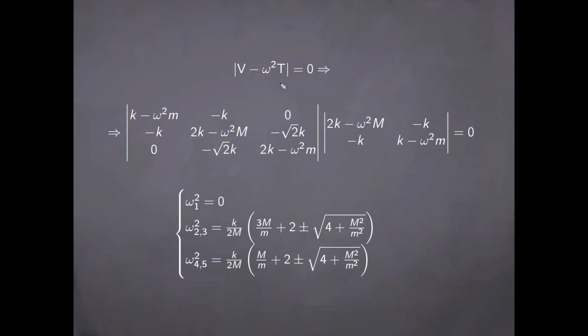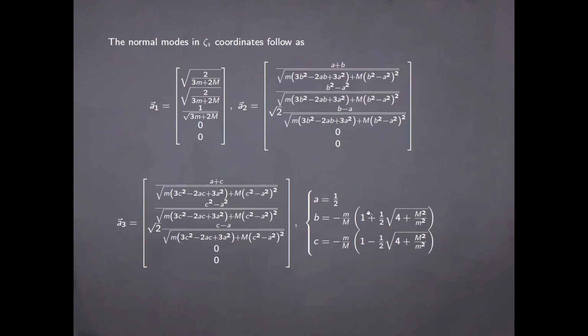And with things written in this way, it's very easy to evaluate the secular equation, and we find the frequencies listed here. So we have a 0 mode, which corresponds to the translation of the entire molecule along the molecular axis, and we also have the non-vanishing vibrations listed here. And if we were to look at the normal modes in the zeta coordinates, we can find them as follows.